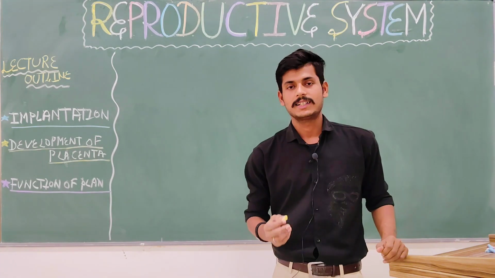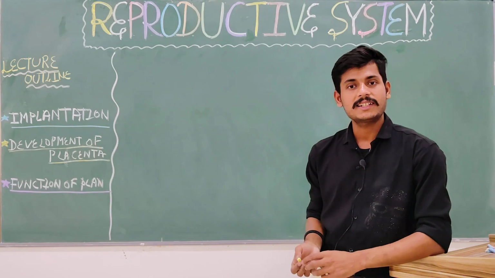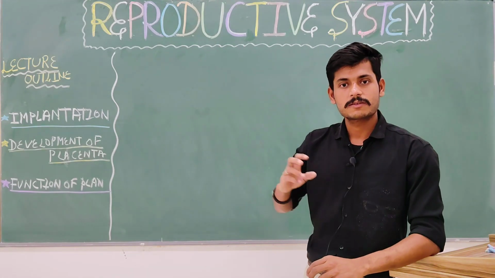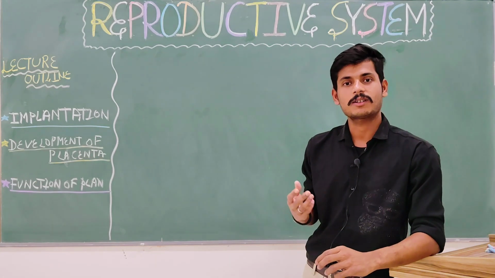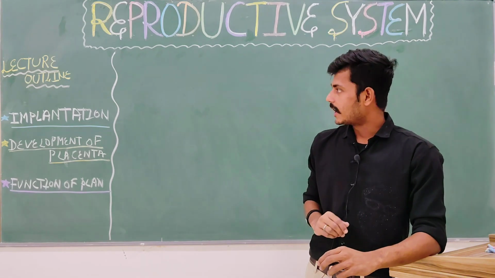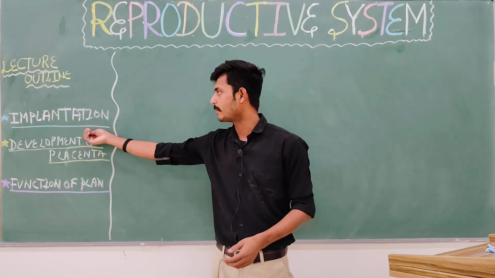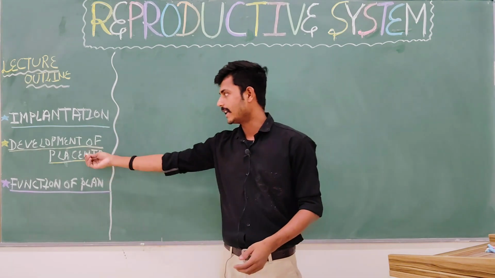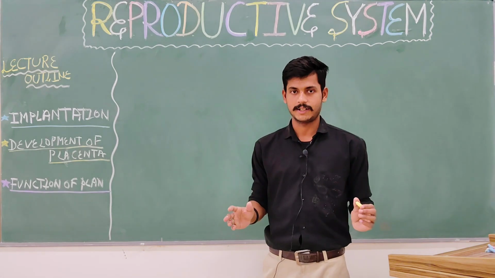There is a formation of zygote. Now we have to understand what things happen in this zygote, what things occur which form one multicellular individual, one multicellular organism. What changes occur? We will see all these things under this heading. So this is today's lecture outline. We will first try to understand implantation, and then we will study the development of placenta.